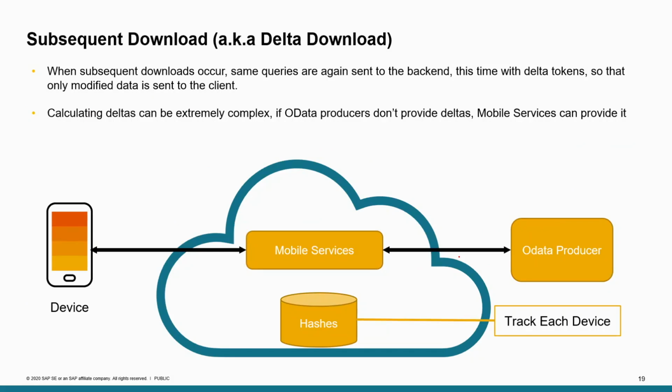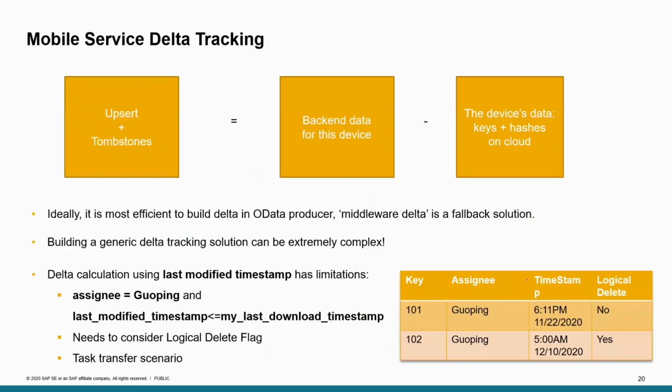And then let's take a look at the subsequent download. Once you have done with the initial download, you have your initial data. The next time when you sync with the server, you want the new data, the data changed since your last download. You do not want to download everything all over again. In this case, we call it the delta download because it's the delta information. Ideally, your backend should be able to do the delta calculation, to calculate what information has changed since your last download. But if the backend cannot do that, the mobile service, the middleware layer, can also do the job. But I would say it's suboptimal.